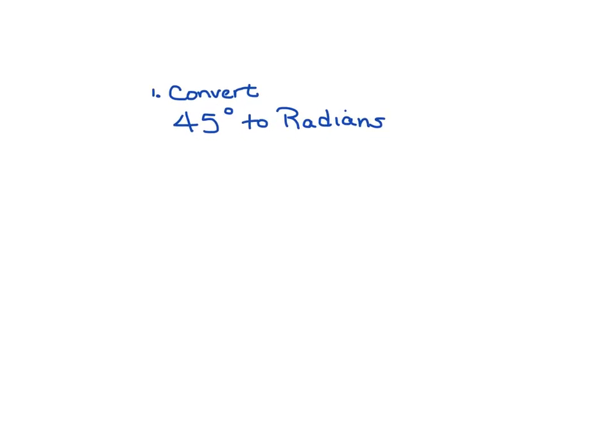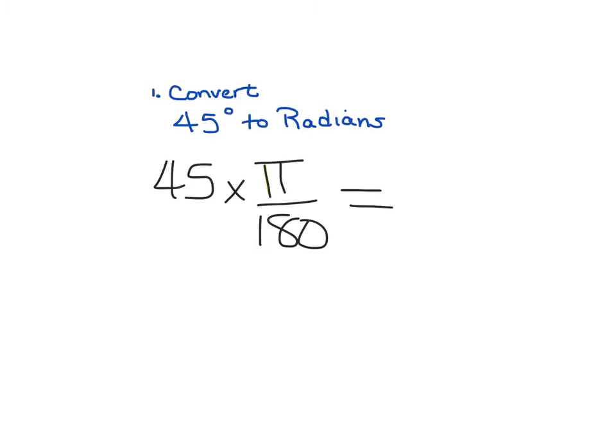Okay, so here's my first example. I want you to convert 45 degrees into radians. So again, I'm going to use my conversion, which is going to be pi over 180. So I'm going to do 45 times pi over 180. Now, before I multiply, I always like to simplify.